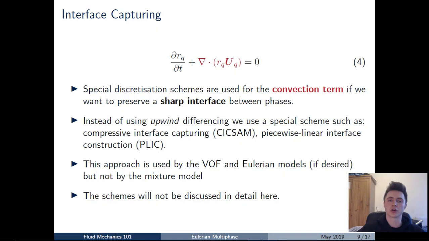And this approach, of course, is going to be common to volume of fluid and full Eulerian models if we want to have a discrete and sharp interface between our phases. But of course it's not used by the mixture model, because in a mixture model it's implicitly assumed that we have a dispersed continuous phase interaction. And I'm not going to go into full detail on the convection differencing schemes for these terms because they're quite detailed and would need a full video in their own right. But you can look them up in the various user manuals for your CFD code if you need to know more about them.